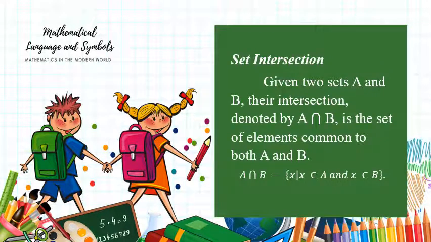So how does the set intersection work? Given two sets A and B, their intersection, denoted by A ∩ B, is the set of elements common to both A and B. That is, A ∩ B is the set of x such that x is an element of both A and B. Therefore, it should be true that this element is an element of A and this element is also an element of B.